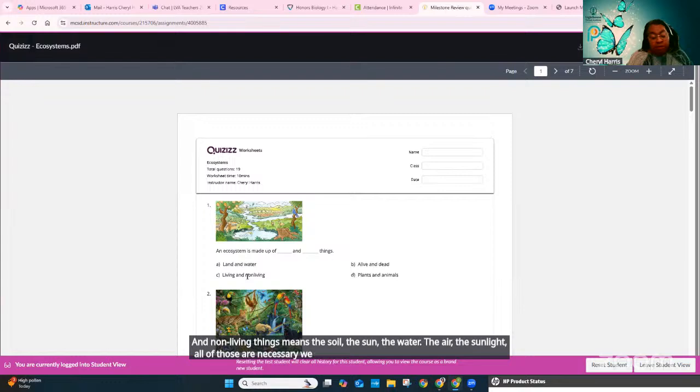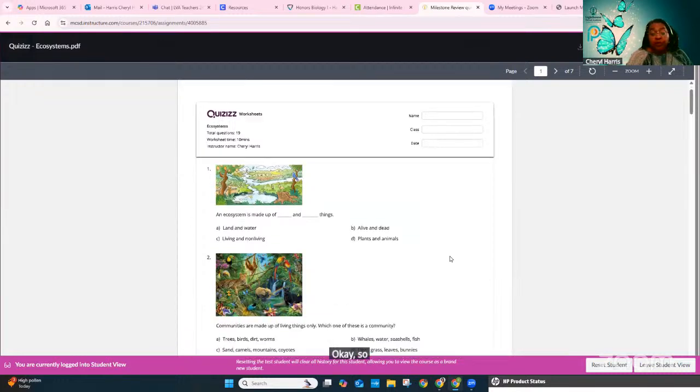Plants can't grow without sunlight. They can't grow without water. We can't survive without water, but those are not living things. Okay, so that's what an ecosystem has.